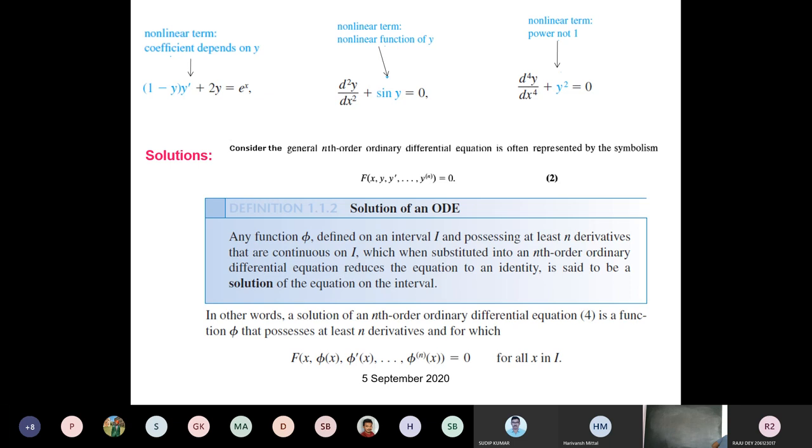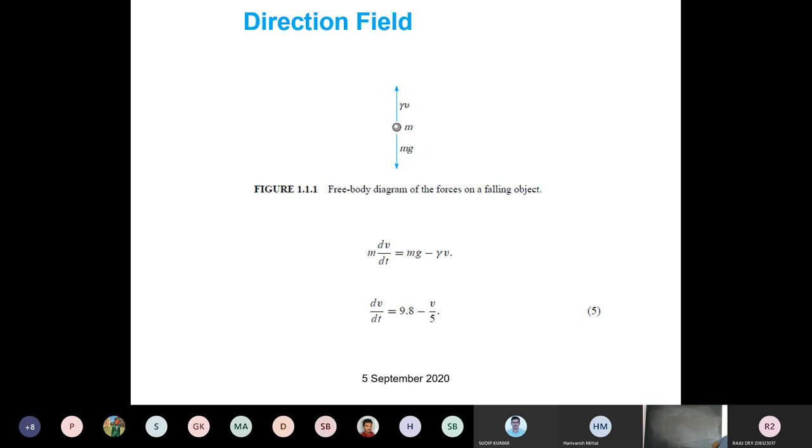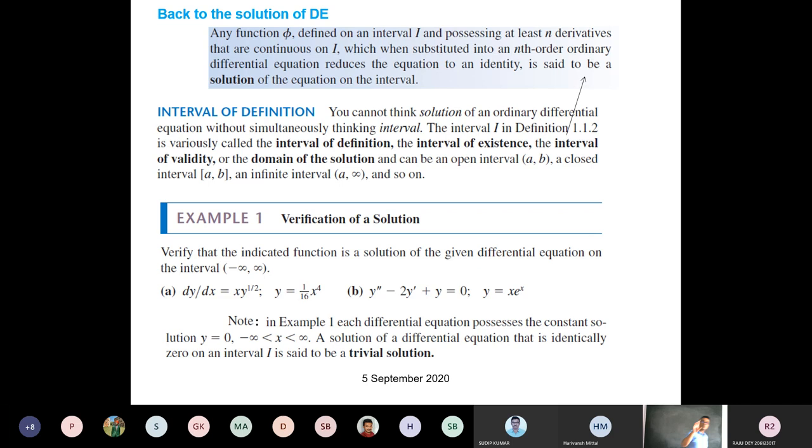Okay, direction field, I'll come back to this later on. But since we are on the solution of a differential equation and the interval of definition, let me spend more time on this. I have already defined it. See, this is the formal definition of interval of definition.